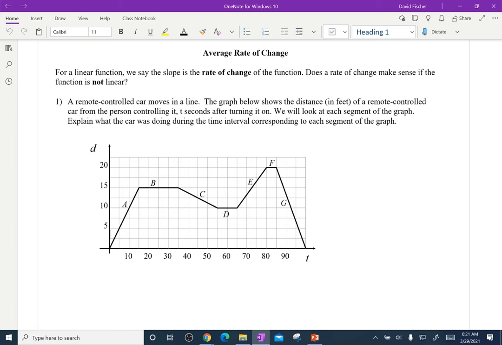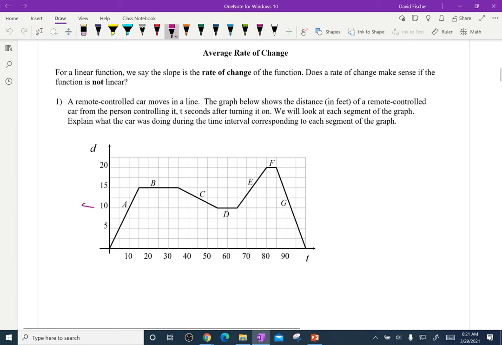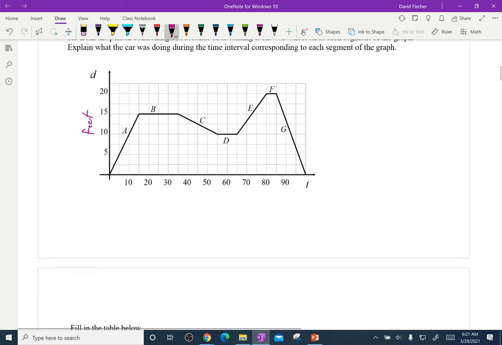So here's a remote control car that moves in a line. The graph below shows the distance in feet from the remote control car to the person that's controlling it, t seconds after it's turned on. We'll look at each segment of the graph. Okay, a couple things that are really important here. They told us that this is our distance in feet, and they said our time is in seconds. So I want to label these.